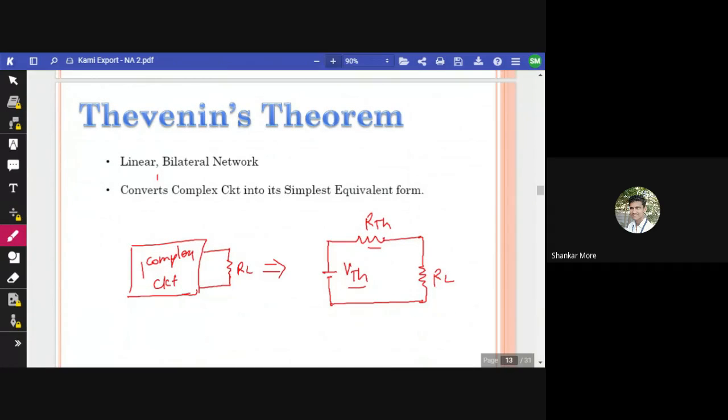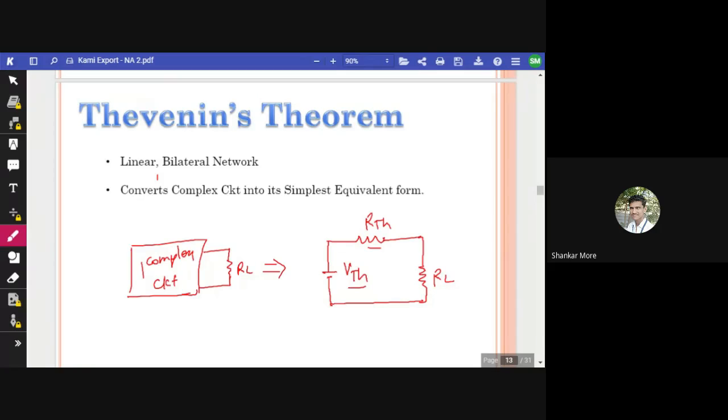In Thevenin's theorem, this is applicable for only linear and bilateral networks. So what does that mean? Linear means the circuit which contains only linear elements, linear as well as bilateral. So Thevenin's theorem can be applied on such circuits only. Okay, so that is being said. Now how do we apply Thevenin's theorem? हम Thevenin theorem किस तरीके से apply करते हैं?